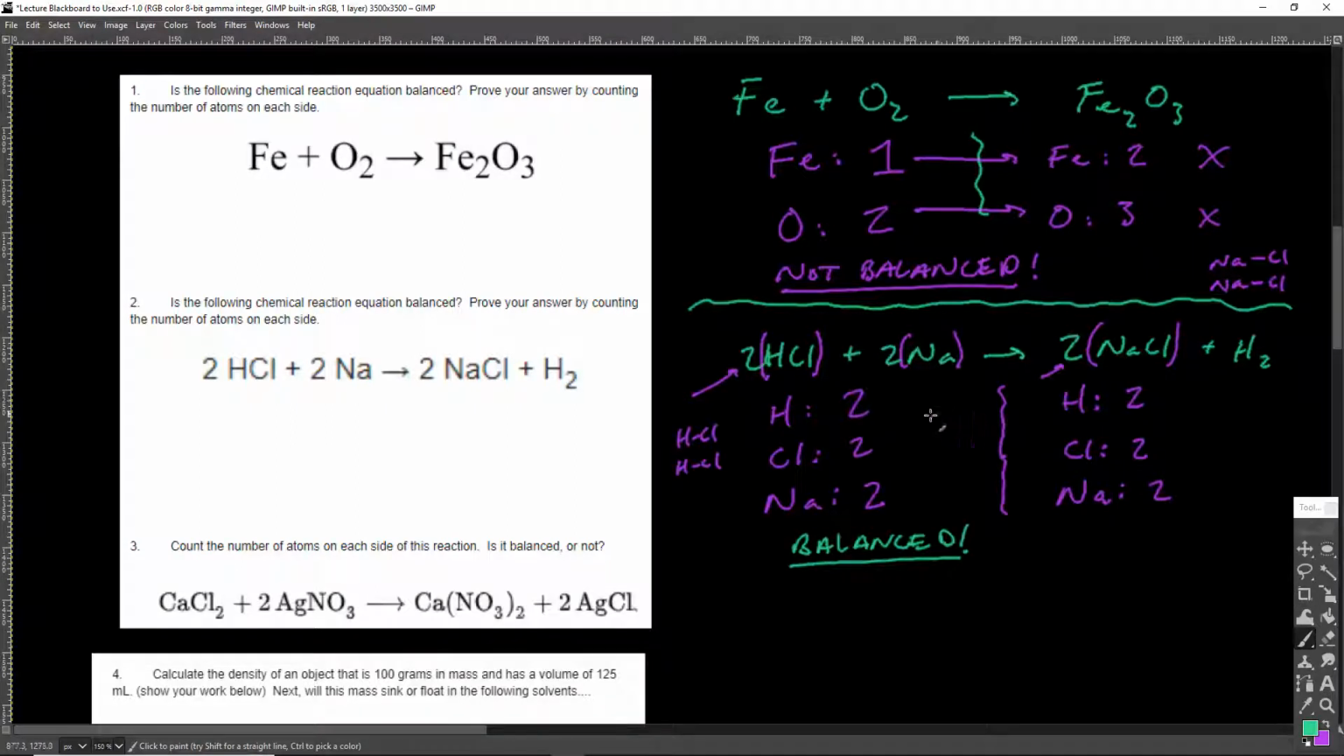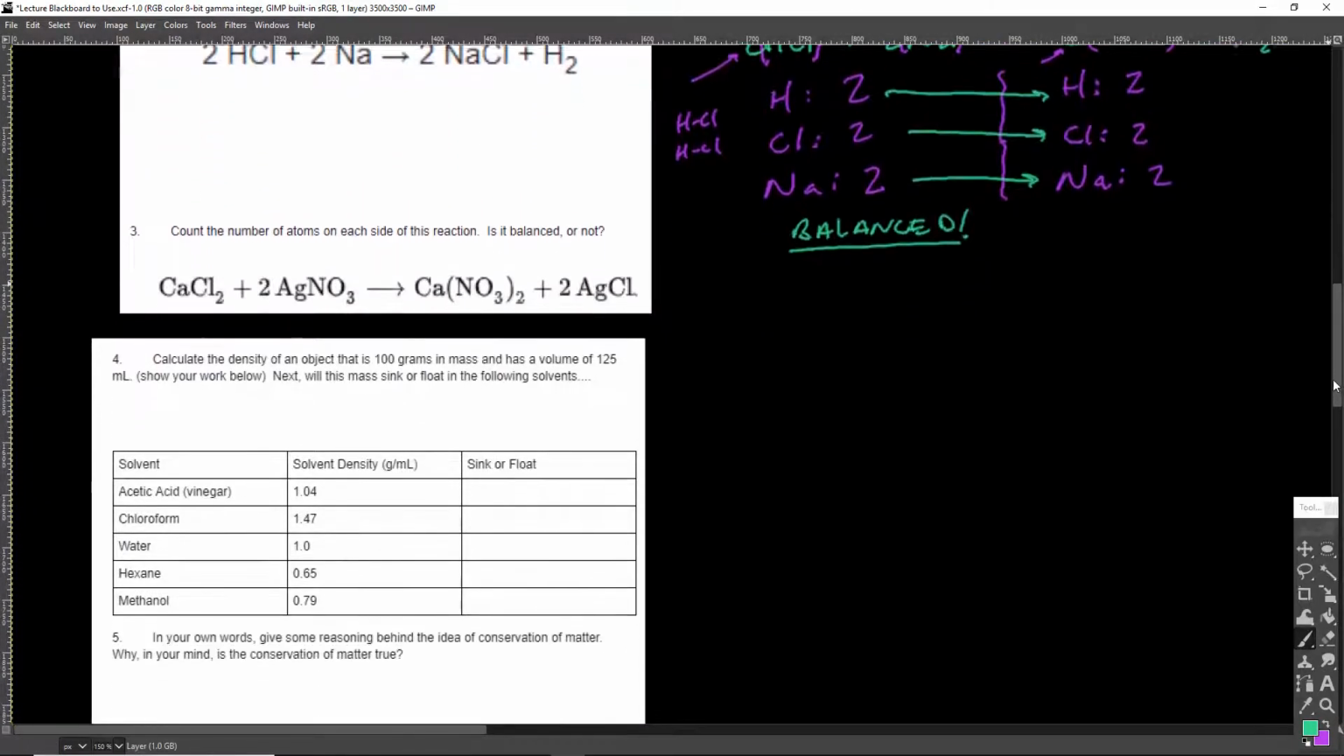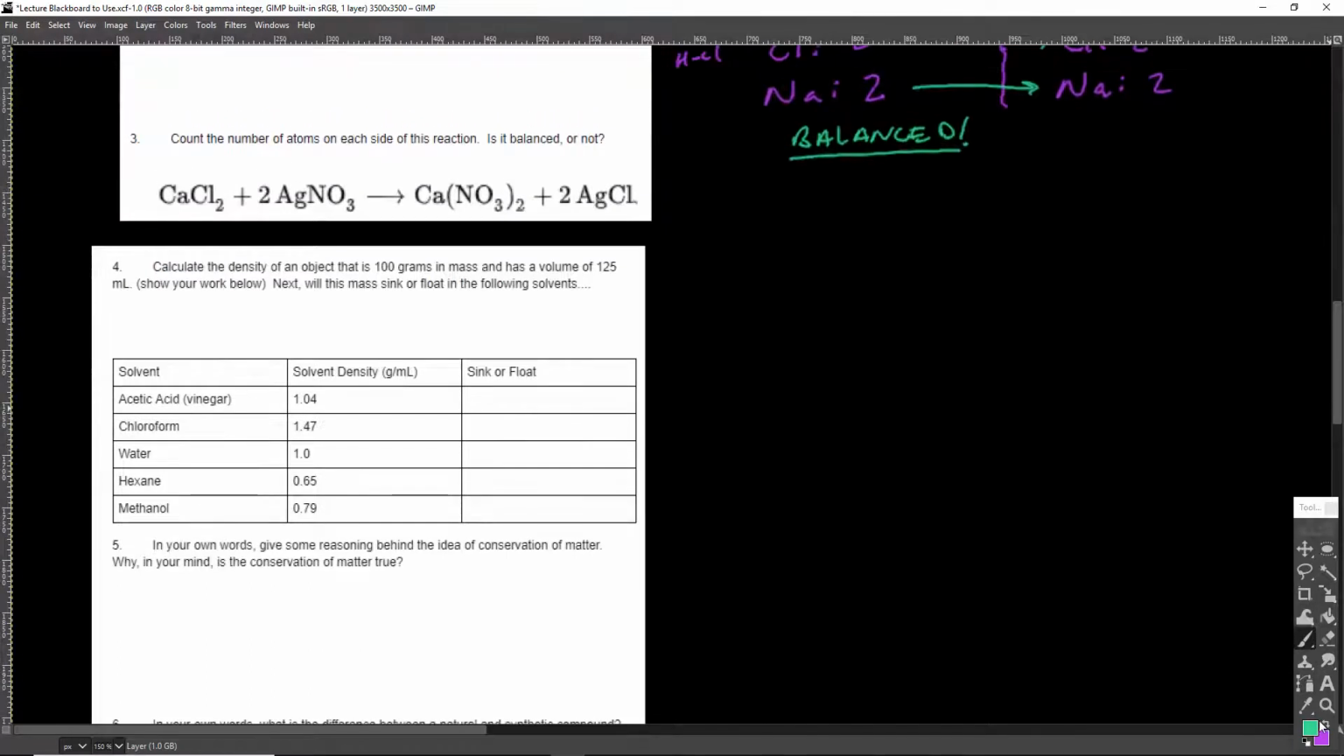Why? Because the number of atoms going in is equal to the number of atoms going out. It's literally that easy. Okay, so hope you're getting better at counting atoms here. Let's do number three. Count the number of atoms on each side of the reaction. Is it balanced or not?